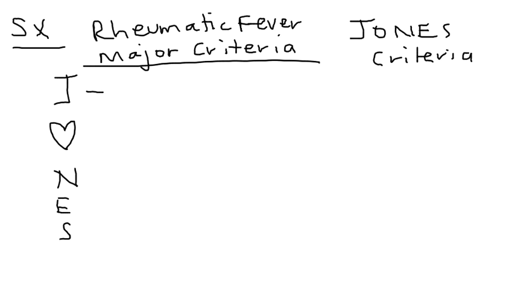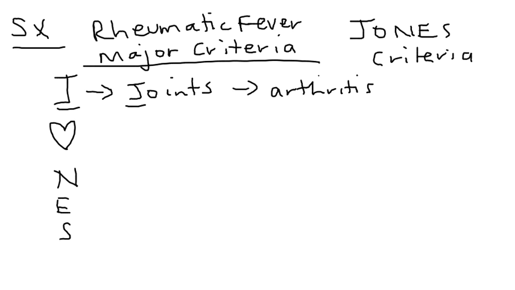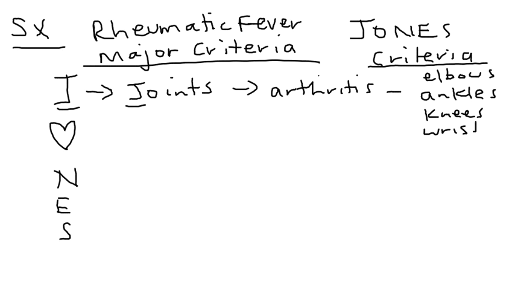So the J stands for joints, and in particular what we're referring to is arthritis, and it can occur in several joints, but the most common ones are ankles, knees, elbows, and it's a very painful arthritis, and it can be very swollen and tender, red and hot.